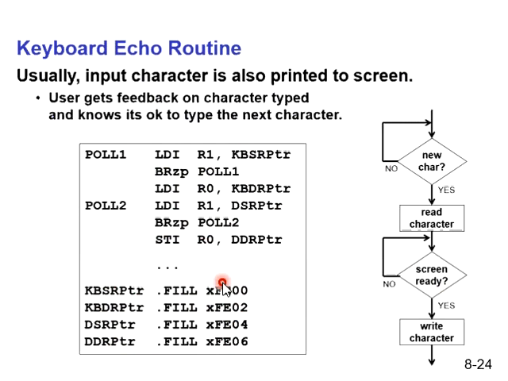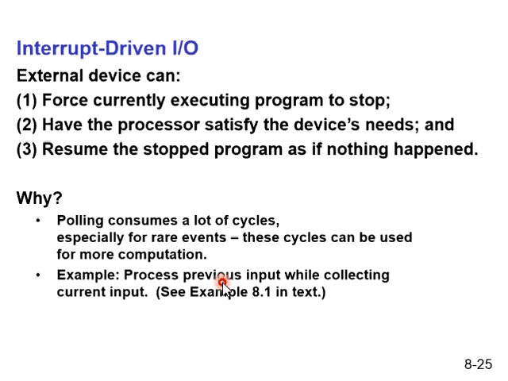And the last one, when we go to interrupt-driven I/O, you should understand the mechanism. When we go to the chapter about stack, you study this again. But over here, you should understand the general mechanism for interrupt-driven I/O. For the I/O device, the input-output device can force the currently executing program to stop, and the processor satisfies the device needs, and it can resume the stopped program as if nothing happened.